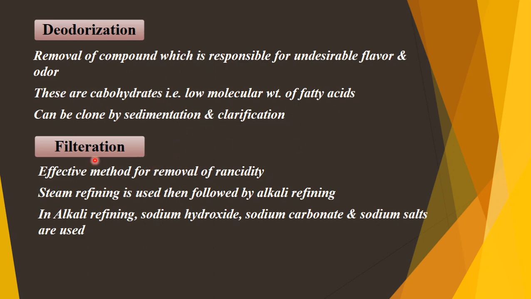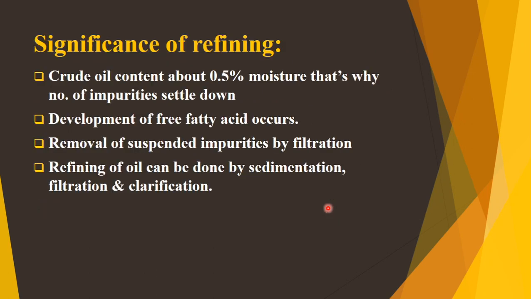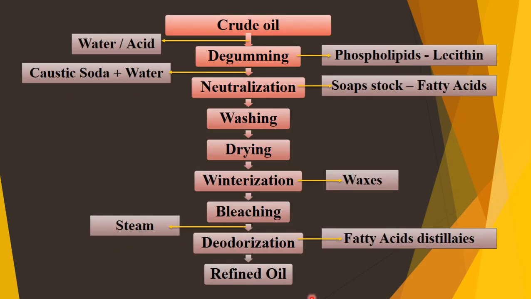Then filtration is nothing but the effective method of removal of rancidity. In this what happens, steam is given, then it is followed by alkali refining. In this, alkali refining मध्ये कुठले यूज केले जातात तर सोडियम हायड्रॉक्साईड, सोडियम कार्बोनेट अँड सोडियम सॉल्ट हे यूज केले जातात. स्टीम दिल्यानंतर जे अल्कली आपण ज्याच्यासोबत ट्रीट करणार आहोत त्याला. सो काय, रिमूव्हल ऑफ रॅन्सिडिटी ही फिल्ट्रेशनमुळे हेल्प होते रिमूव्ह व्हायला. ओके, दिस इज द इन जनरल प्रोसेस ऑफ द refining of oil.